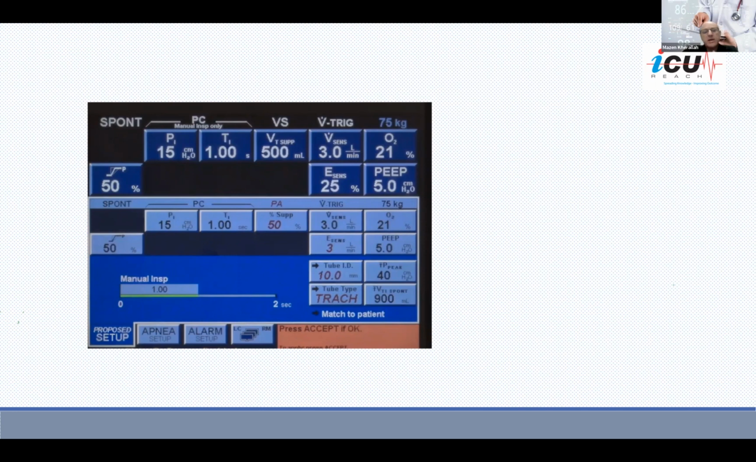And the machine will calculate the work of breathing the patient is requiring to deliver the volume that is generated by the patient. And then it will divide the work between the patient and the machine based on this percentage that you set on the machine. You can see here also this is the trigger, and this is the cycling, FiO2 and PEEP.